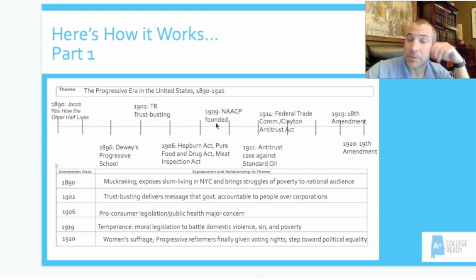1909 you have the establishment of the NAACP. 1911, you have the antitrust case that's going to ultimately break up Standard Oil. 1914, you got the creation of the Federal Trade Commission and the Clayton Antitrust Act. And then, of course, by the end of the period, I've skipped a lot. We know that there's a lot more events to chart, but I just picked out some here. Of course, have Prohibition, and then women's suffrage in 1920 to kind of end the movement.